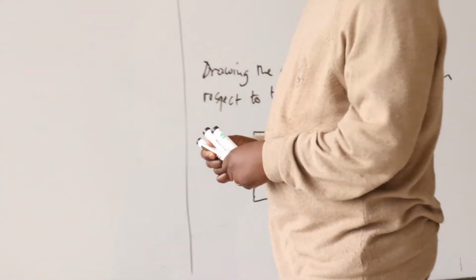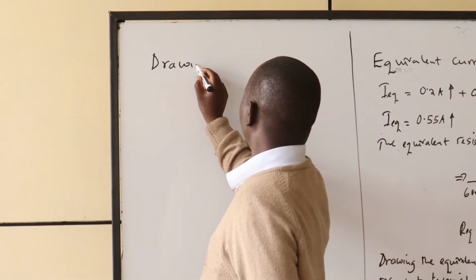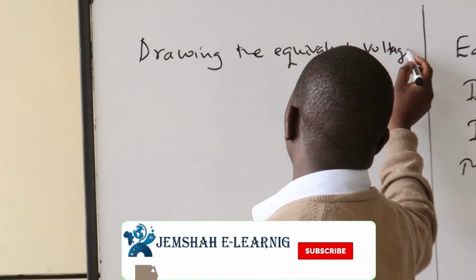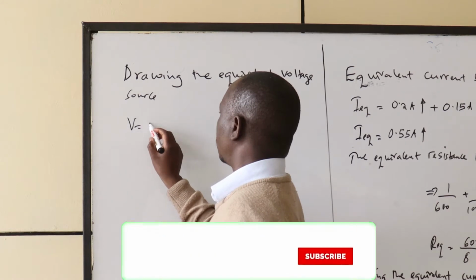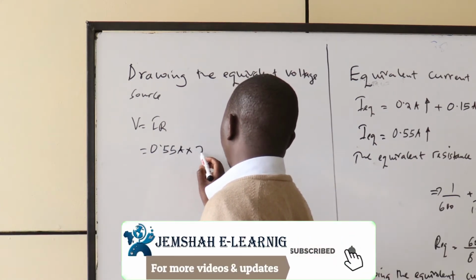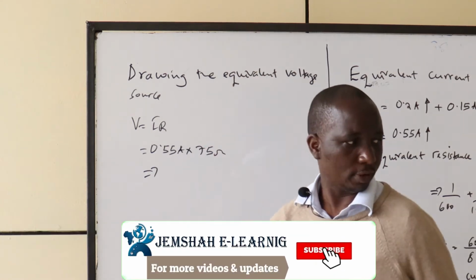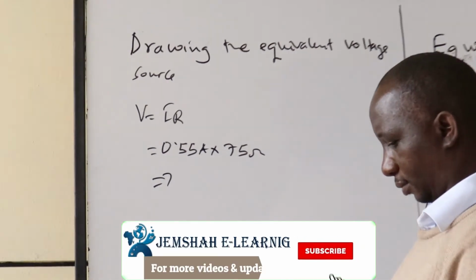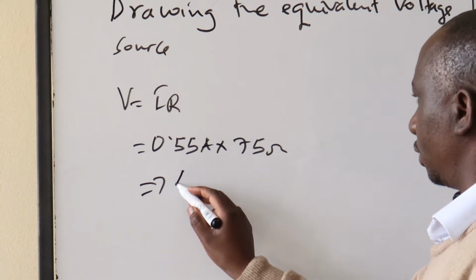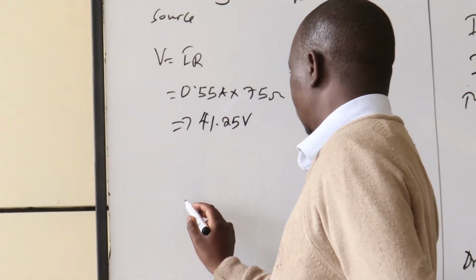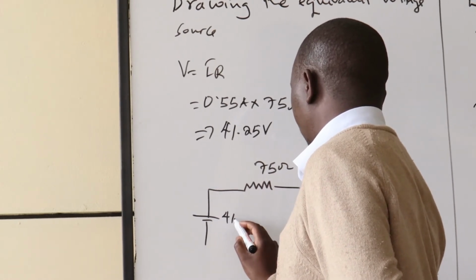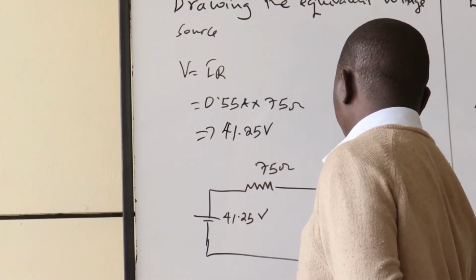If you are also asked to draw the equivalent voltage source, V is supposed to be IR. I is 0.55 amps times the resistance of 75 ohms, so 0.55 times 75. This becomes 41.25 volts. When drawing that, we know the voltage is facing up. We connect the resistor in series, so this becomes 75 ohms, this becomes 41.25 volts, and this becomes our X and Y.